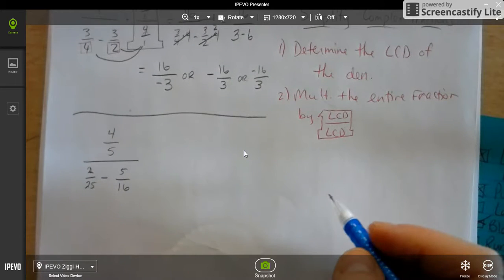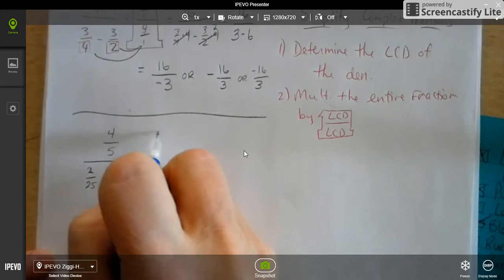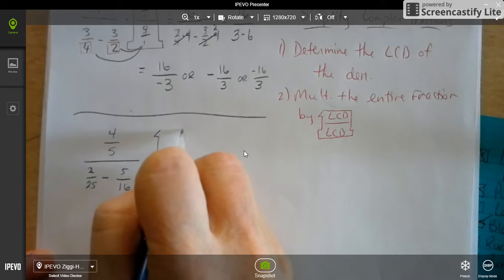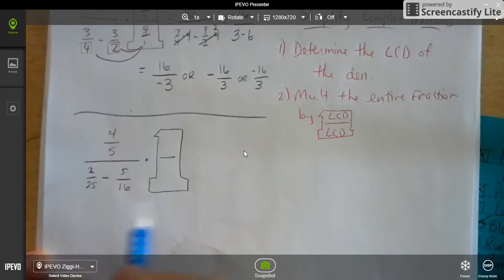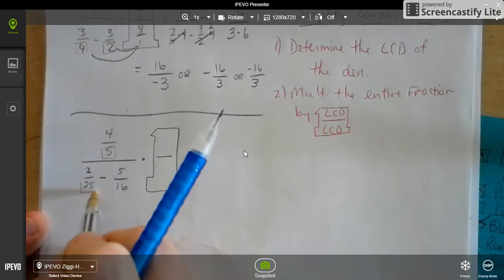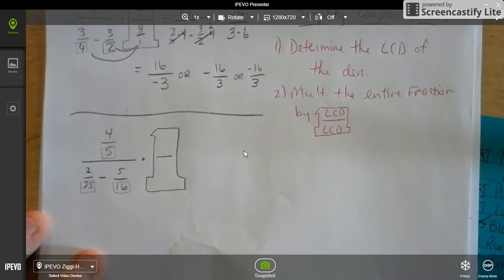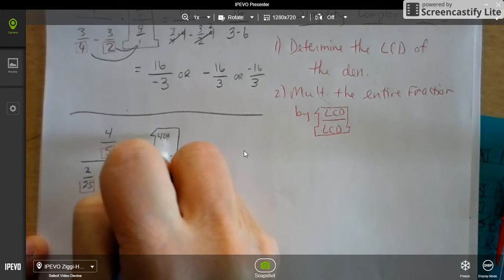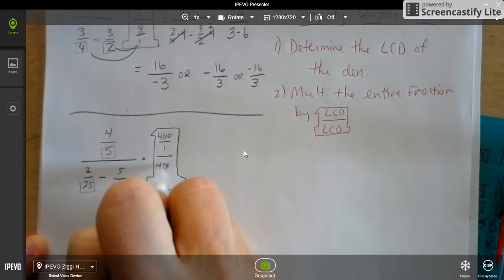All right, so this one, we're going to determine the LCD. Okay, and we're going to multiply the entire fraction by that. All right, so we have 3 denominators in this one. We have a 5, a 25, and a 16. So what would be the least common denominator out of those 3 numbers? The 100 takes care of the 25, but it doesn't take care of the 16. You said 400? Yeah. Okay, and again, remember you can write that as 400 over 1 to help a little bit.